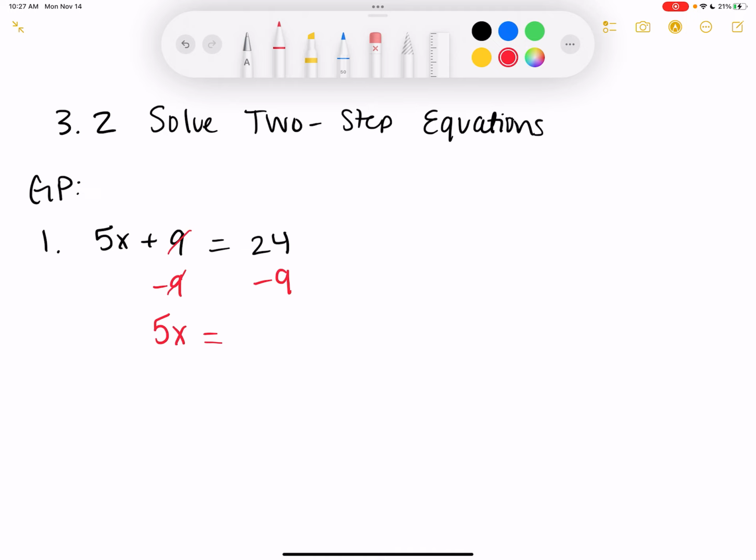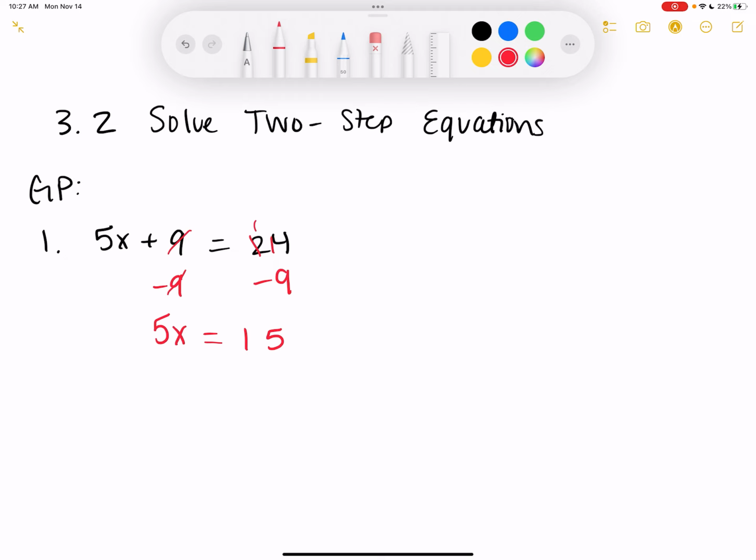You can do this if it helps. So 15. Yeah, that's totally fine. If it's whatever touches the variable last, then we do division. That's the last thing that we're going to do. So it's two steps. It's a two-step equation.